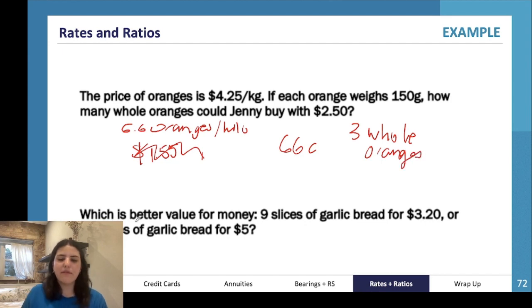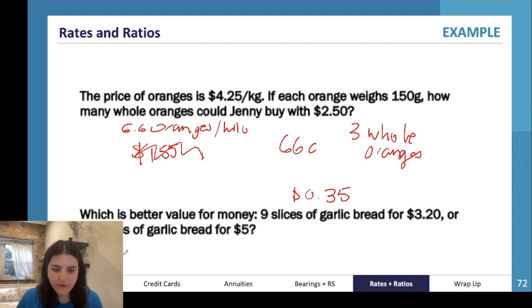All right, which is better value for money? 9 slices of garlic bread for $3.20 or 12 slices of garlic bread for $5. We just want to do some simple division. So the first one is $3.20 divided by 9 slices. So one slice is going to be 35 cents.